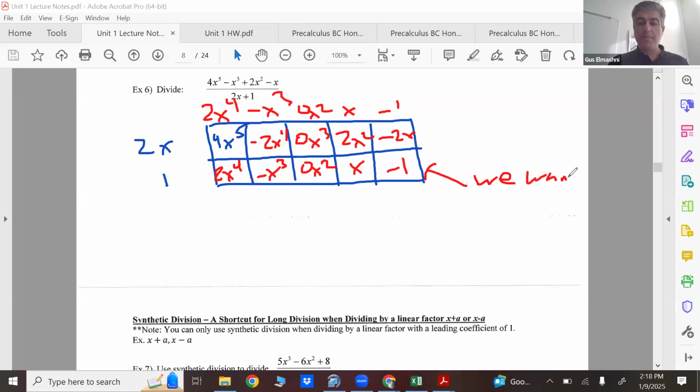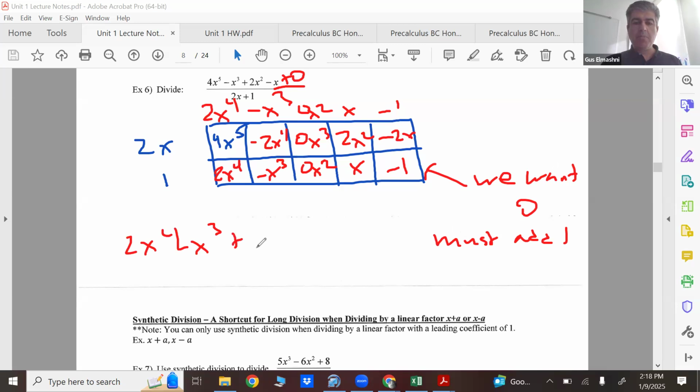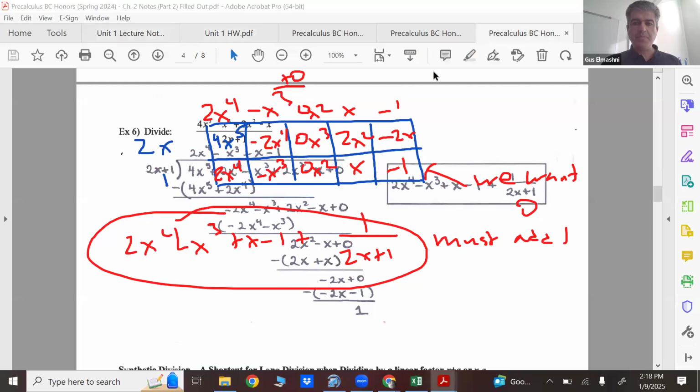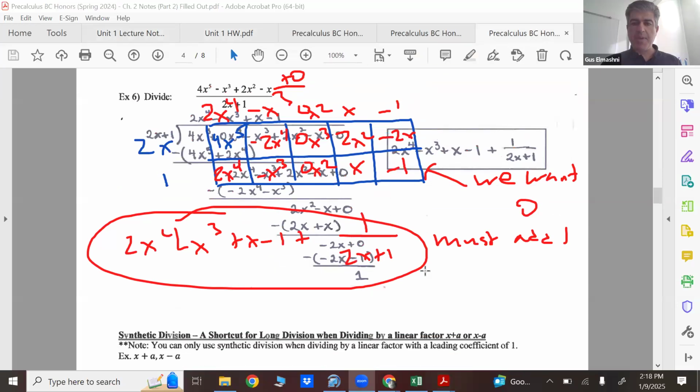we want 0. Right? We want 0. Because remember, there's nothing there. So what do you have to add to that to get to 0? 1. Right, you must have 1. So it's going to be 2x^4 minus x cubed plus x minus 1 plus 1 over 2x plus 1. And if I look at the answer key using long division, yep, that's exactly what I get, 100%.